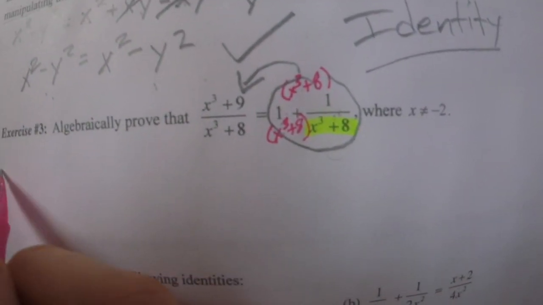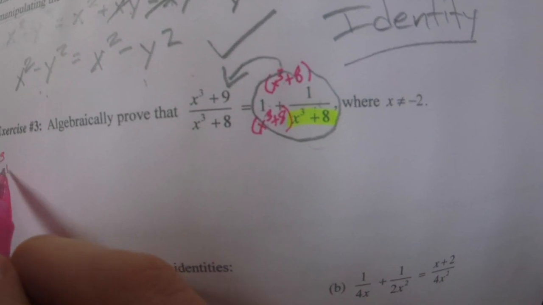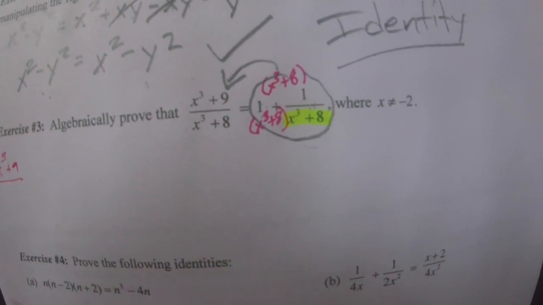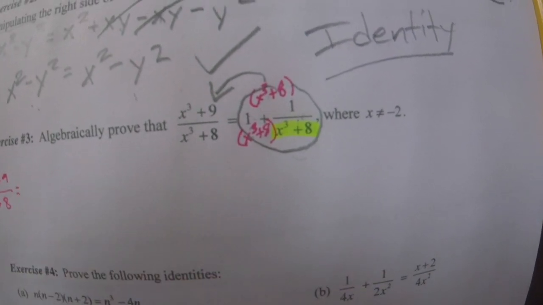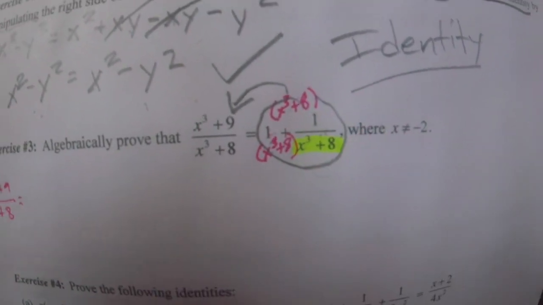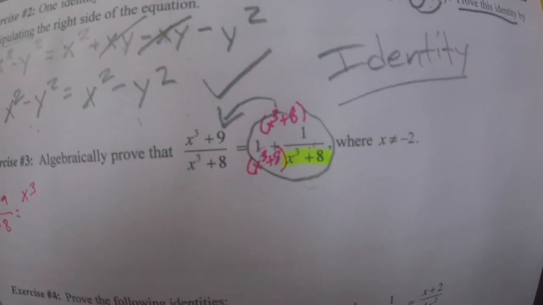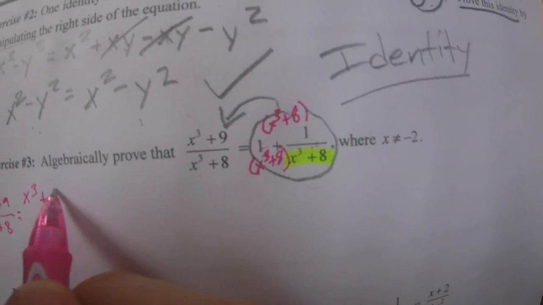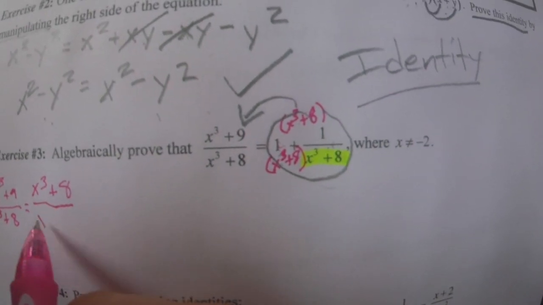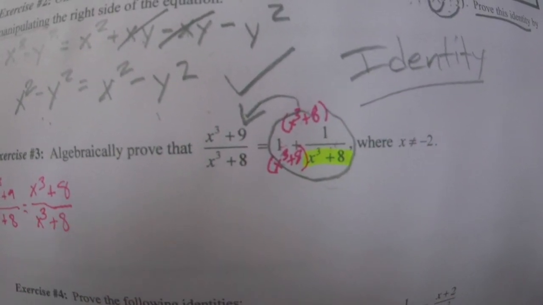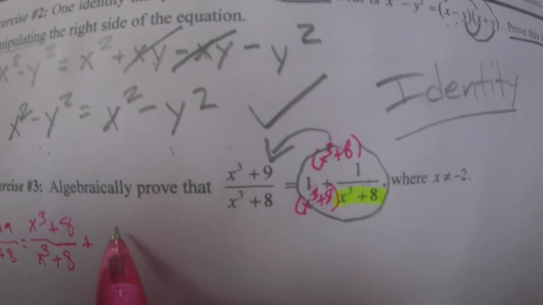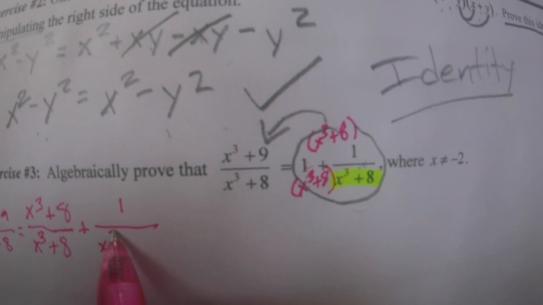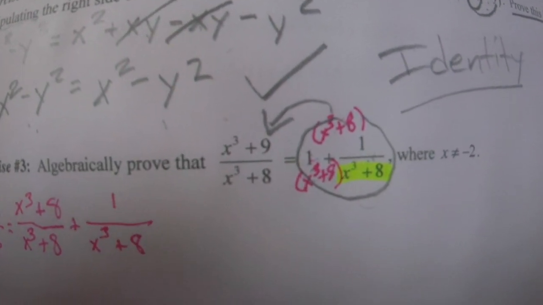All right. The left-hand side, we're going to keep exactly the same. I have x^3 + 9 over x^3 + 8. That's just the left-hand side of the equation. And now this 1 is just going to turn into (x^3 + 8) over (x^3 + 8), plus, don't forget about this fraction over here, 1 over x^3 + 8.